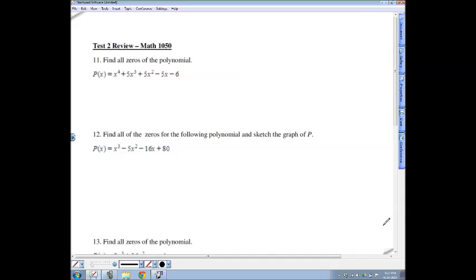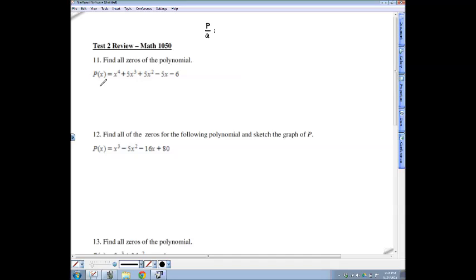Question 11, and the next 7 or 8 questions pretty much are all the same type of thing. Find the zeros. A very important skill coming out of chapter 3 is to be able to find the zeros of the polynomial. It's pretty much the same process over and over again. It's just that every polynomial is different and you get different zeros. This is a degree 4 polynomial, which means it's going to have 4 zeros. First step is to list the possible zeros.